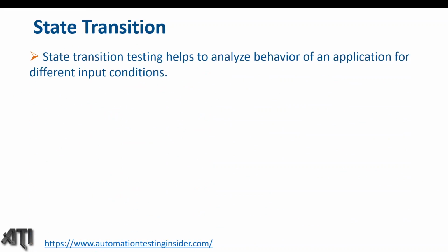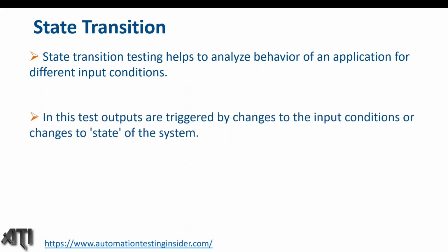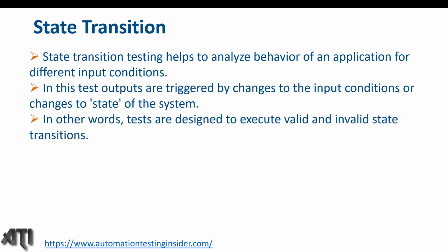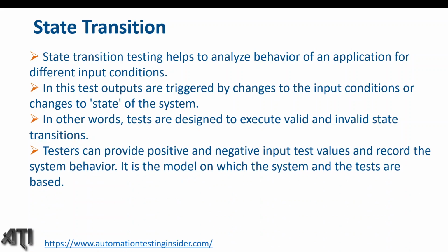Now let's talk about state transition. State transition helps to analyze the behavior of an application for different input conditions, guys. In this testing, outputs are triggered by changes to the input condition or changes to the state of the system. In other words, tests are designed to execute valid and invalid state transitions. So basically we test different valid and invalid states of any system. This is useful when we have any application which has sequence rules. When we have some sequence, then this test design technique is very useful.